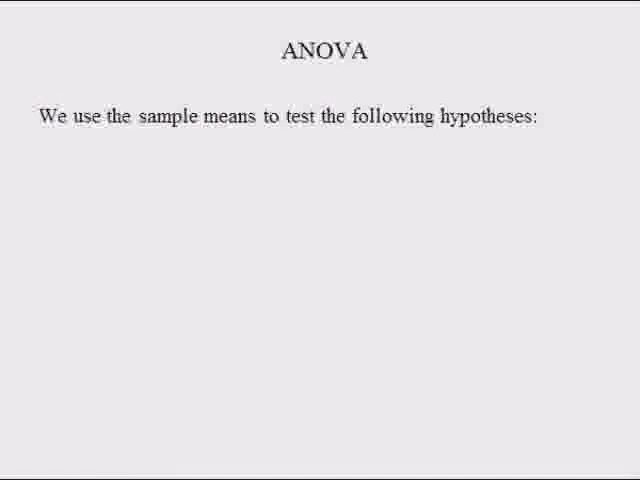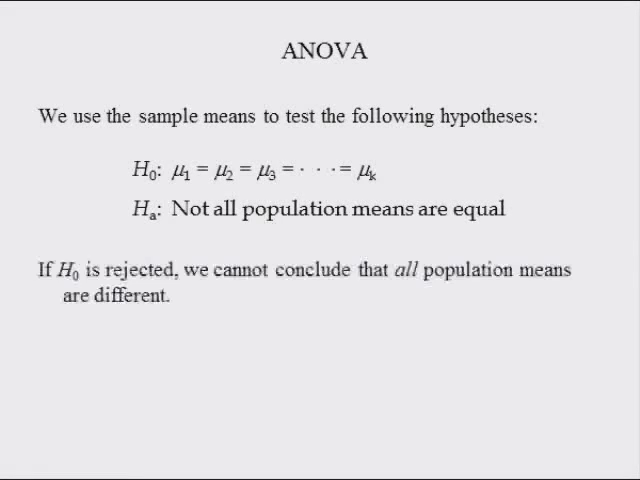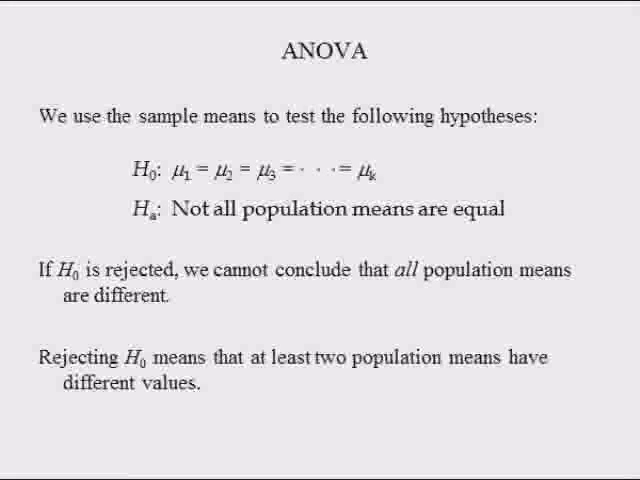We use the sample means to test the following hypotheses. The null hypothesis: all population means are equal simultaneously. The alternative hypothesis is there is at least one population mean that is either larger or smaller than the others. If the null hypothesis is rejected, we cannot conclude that all population means are different. Rejecting the null hypothesis means that at least two population means have different values.